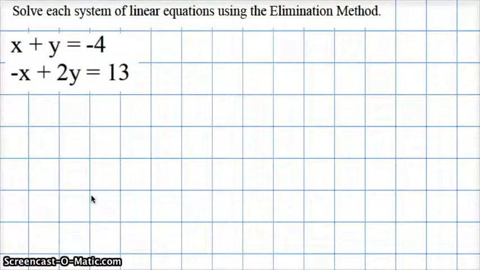Elimination method for systems of equations. This particular example asks us to solve each system of linear equations using the elimination method. Now, this is kind of an ideal example of a system that works really well with the elimination method because the x's are lined up in the two equations, the y's are lined up in the two equations, and the constants are lined up in the two equations. Both of these equations are in what's called standard form.